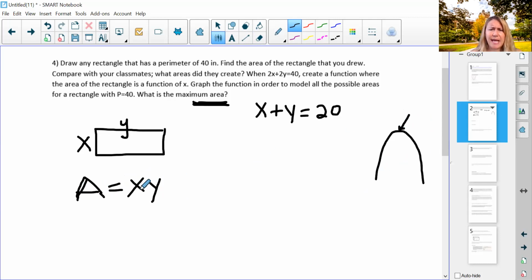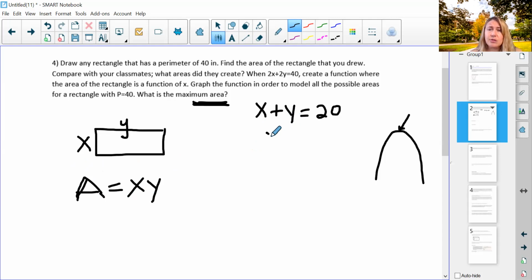But how do I plug X times Y into my calculator? That won't work. We should know that to plug into our calculators, we have to have a function all in terms of one variable. So I'm staring at these two equations, wondering, how do I get a function that I can plug into my calculator? The area is the one that I want to maximize, so that's the one I want to actually put in my calculator.